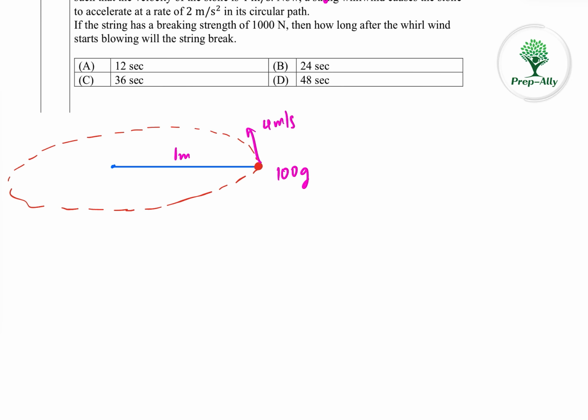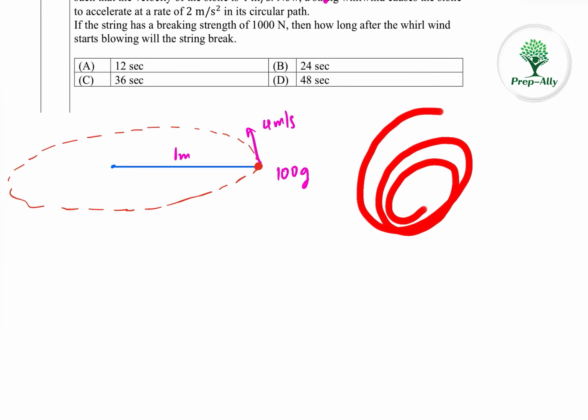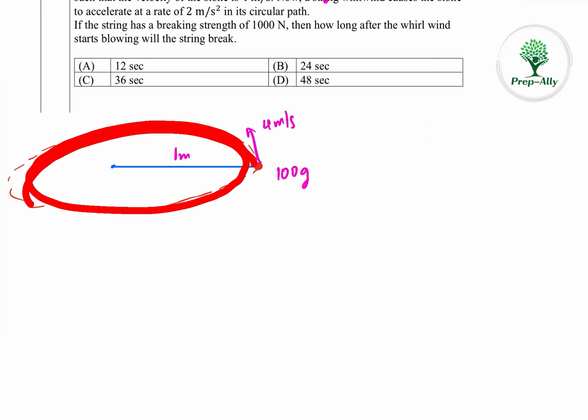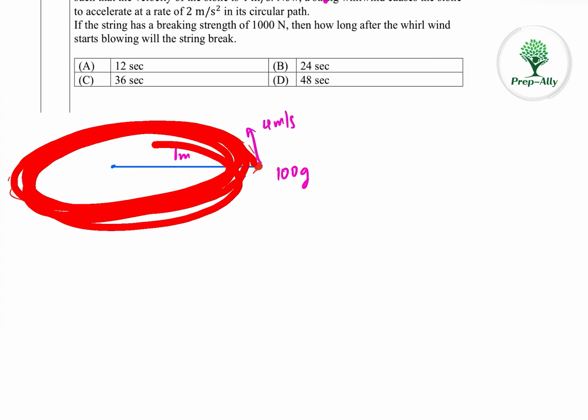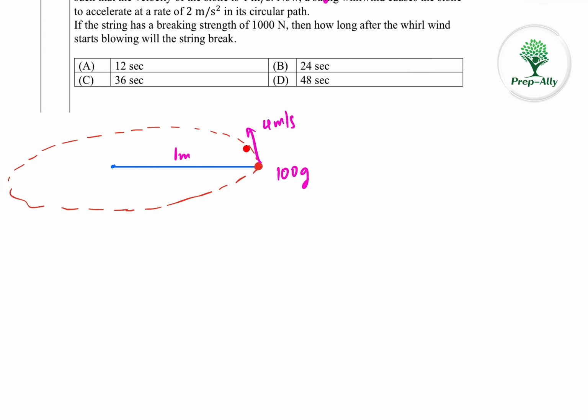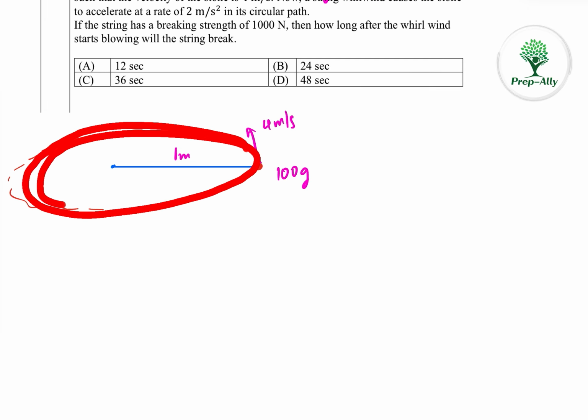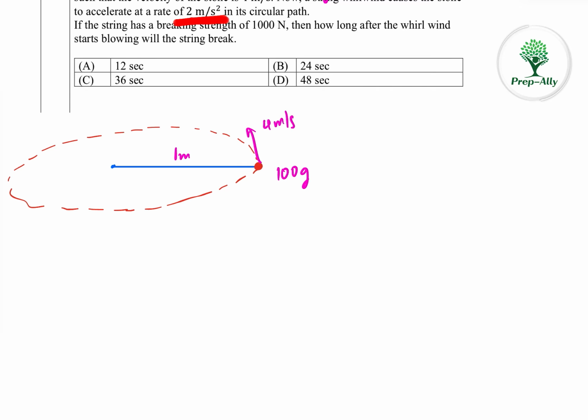path. See, it was moving at a constant speed, but now there is a whirlwind, which means you have circular winds. So this wind will now make it go very fast. Continuously it will go. It's speeding up while being in the circular path. And that acceleration is given as 2 meter per second square.